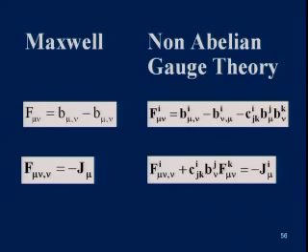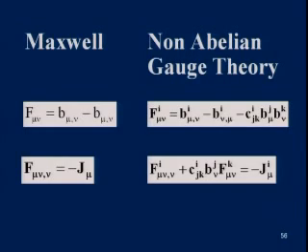First, there is an additional index I, because when the group becomes larger than the electromagnetic group, there are more components. With SU2, there are 3 components. With SU3, there are 8 components. So this I designates the component. If it is a U1, the electromagnetism, I is always equal to 1, so you can drop it and it becomes this equation. So this has more components.